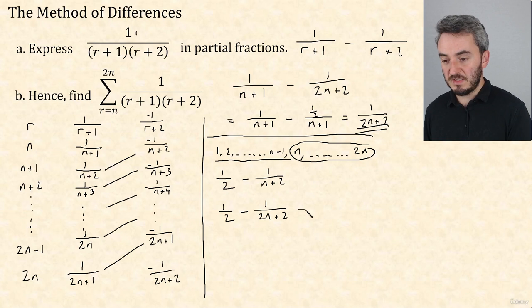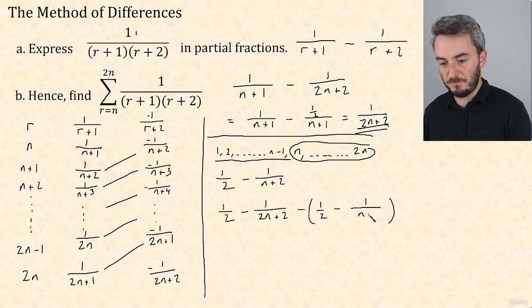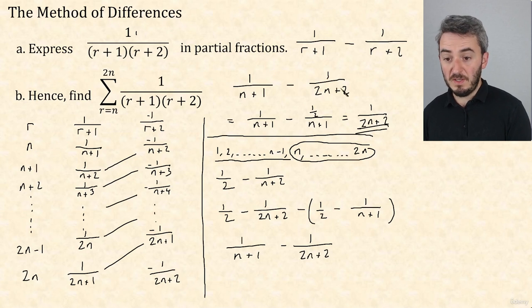And then I'm subtracting what I get when I sub in n minus 1. And when I sub in n minus 1, I get a half minus 1 over, well, replace the n with n minus 1, and I get n plus 1. Expand this, I get half and half cancel. I'm left with 1 over n plus 1 minus 1 over 2n plus 2. Exactly what I got up here. So that's also going to be the same as 1 over 2n plus 2.